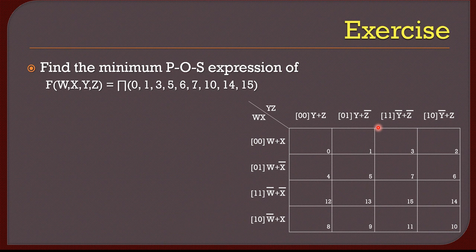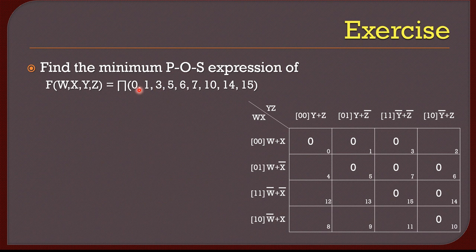Once the labeling has been done, you have to write the numbering inside: 0 1 3 2, then 4 5 7 6, then 12 13 15 and 14, 8 9 11 10. So this marking is the same as the previous SOP reduction using K-map. The K-map numbering will be the same, only the labeling will be different.